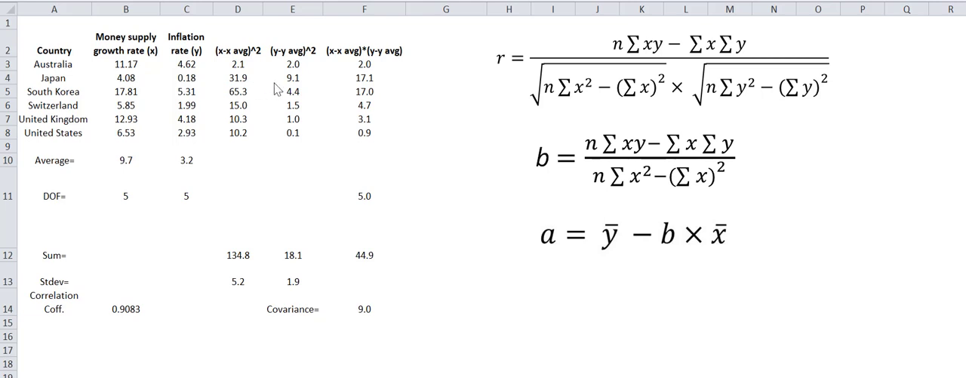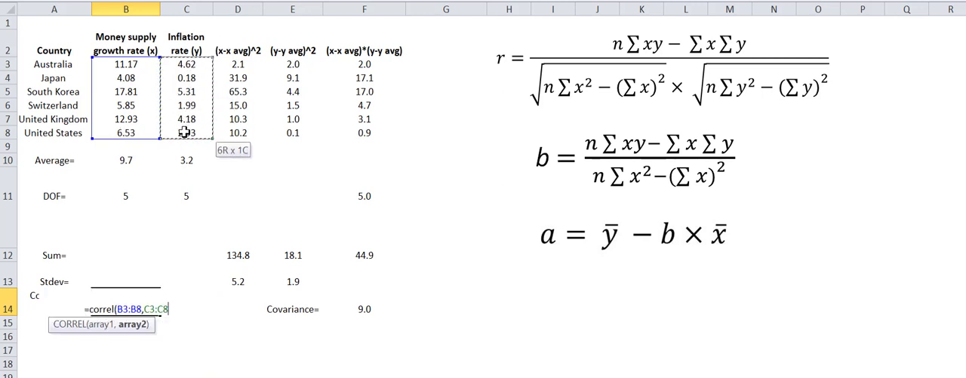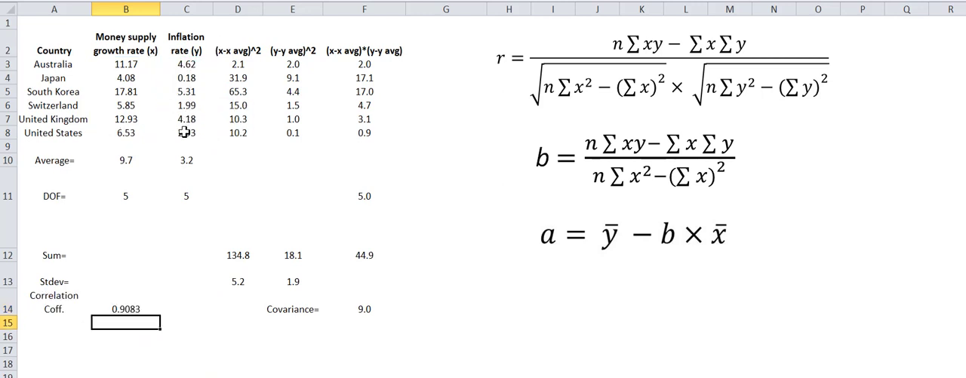So let's try to calculate the correlation coefficient again using this formula, and then we will also try to calculate the regression coefficients, which are b and a, using these equations. So let me first delete a few data points, a few pieces of information here. I'm just going to use the formula. This is the standard formula given in Excel to calculate the correlation coefficient. It should give us the same value, 0.9083.